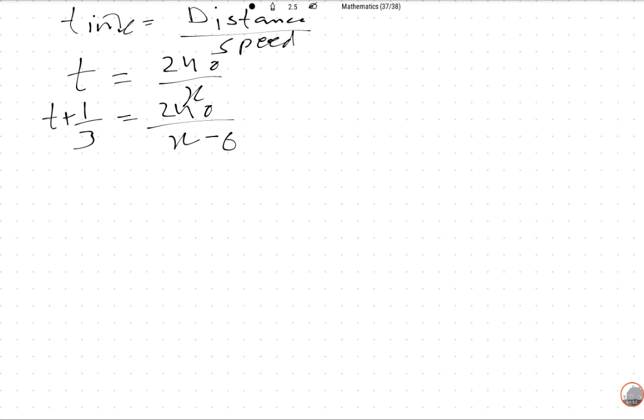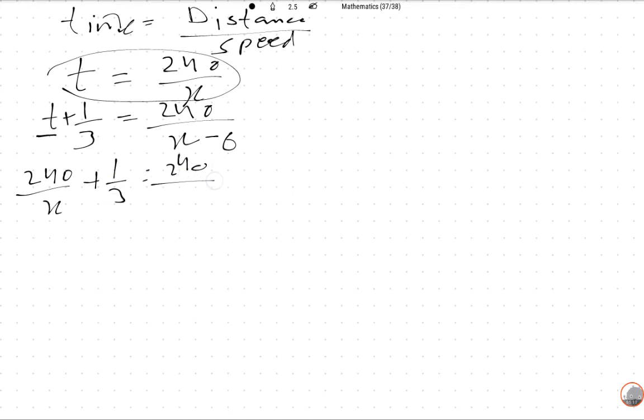So now we have to find one variable at a time. We cannot find two variables in an equation. So we will put the value of t. T is 240 upon x plus 1 upon 3 is equal to 240 upon x minus 6. Okay, so take the LCM or whatever.